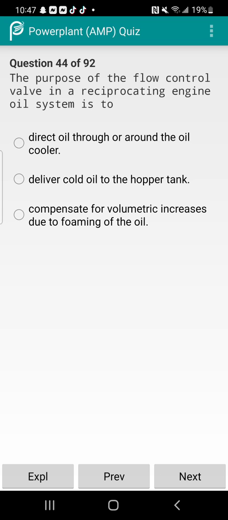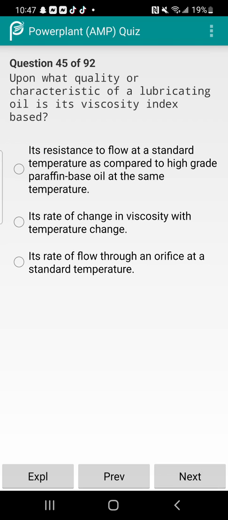The purpose of the flow control valve in a reciprocating engine oil system is to direct oil through or around the oil cooler.